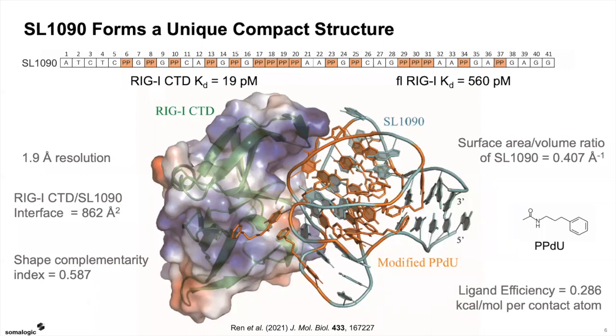And interestingly, it's a really compact molecule having a surface area to volume ratio of 0.407. And as far as our other somomer structures go, this one actually has quite a bit on the low end for shape complementarity at 0.587.